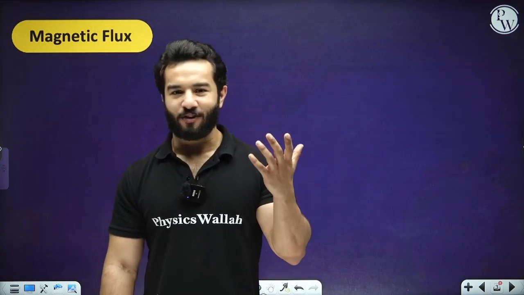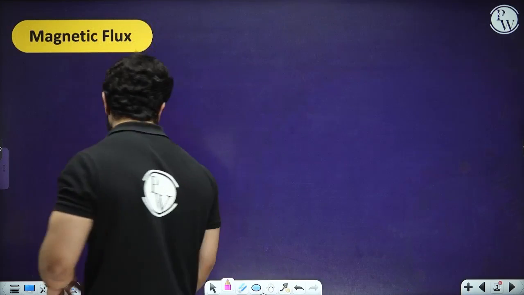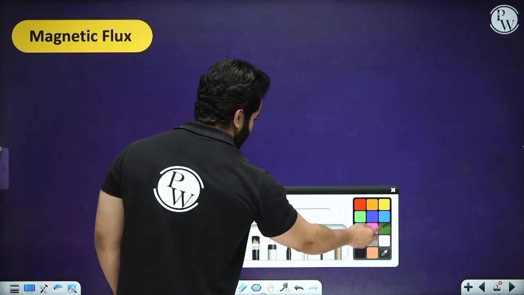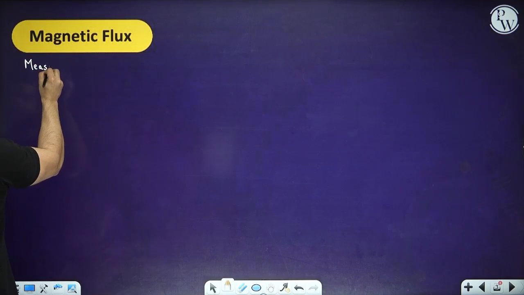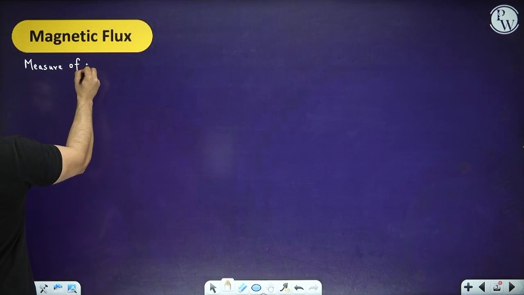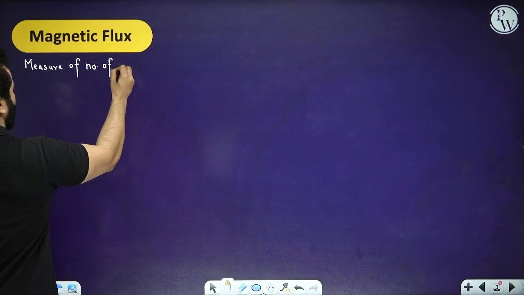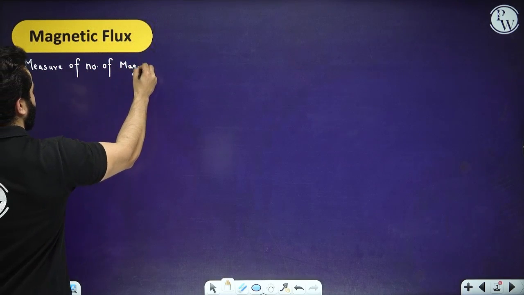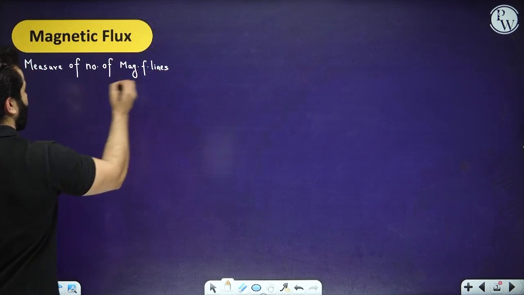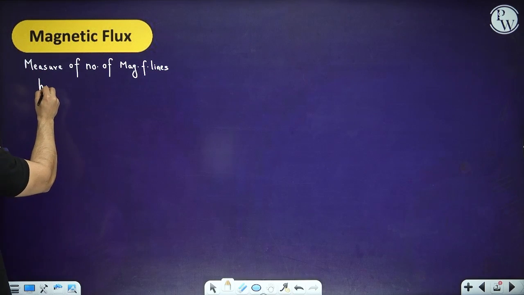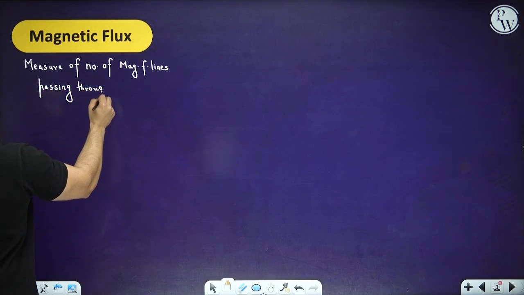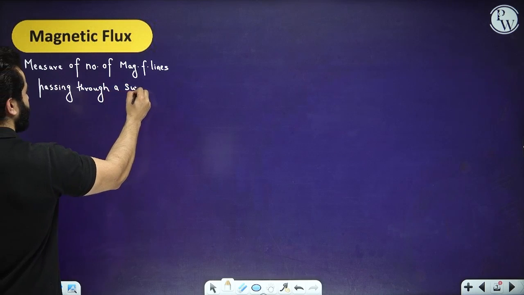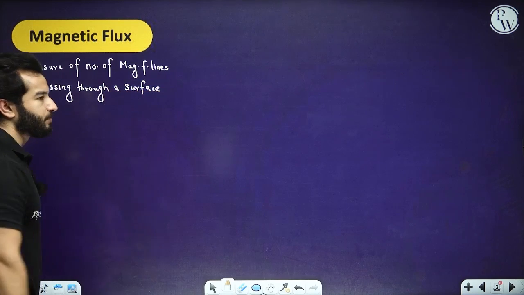If you remember, you have defined what electric flux is. In a similar way, we are going to define magnetic flux also. We can define it like it is a measure of the number of magnetic field lines passing through a surface. But what do we really mean by this?